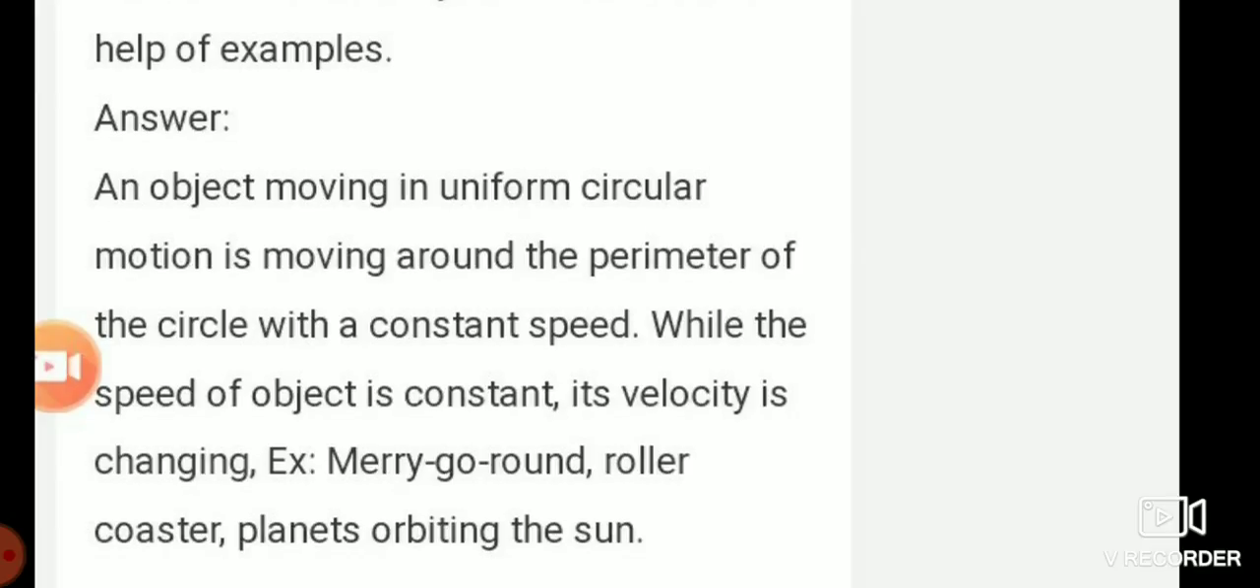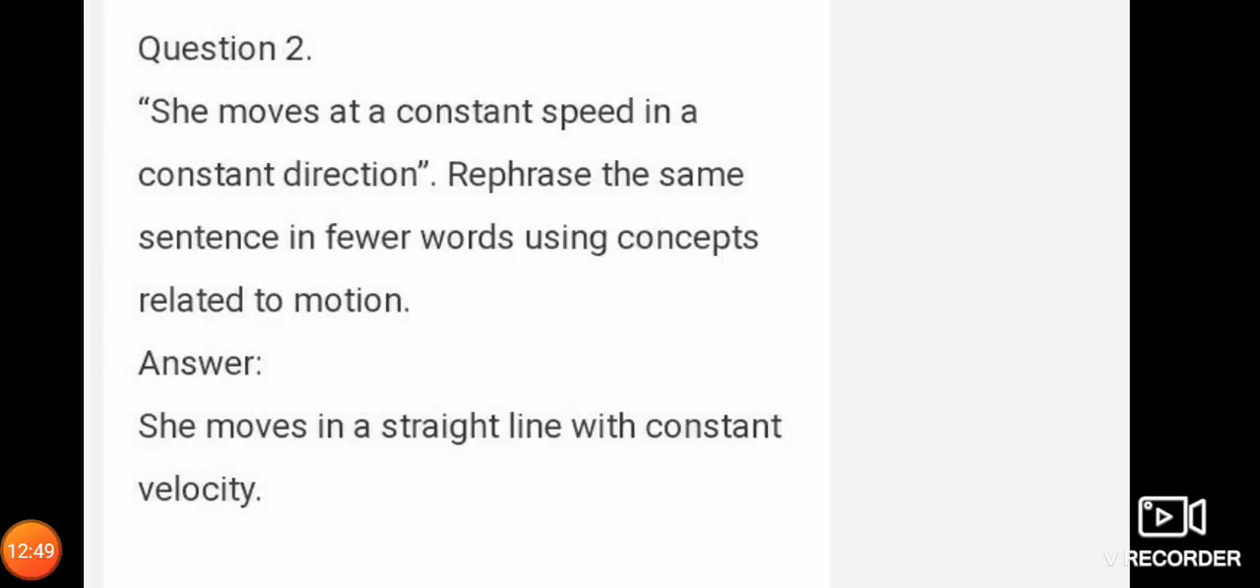Now let us see the second question. She moves at a constant speed in a constant direction. Rephrase the same sentence in fewer words using a concept related to motion. She moves in a straight line with constant velocity.